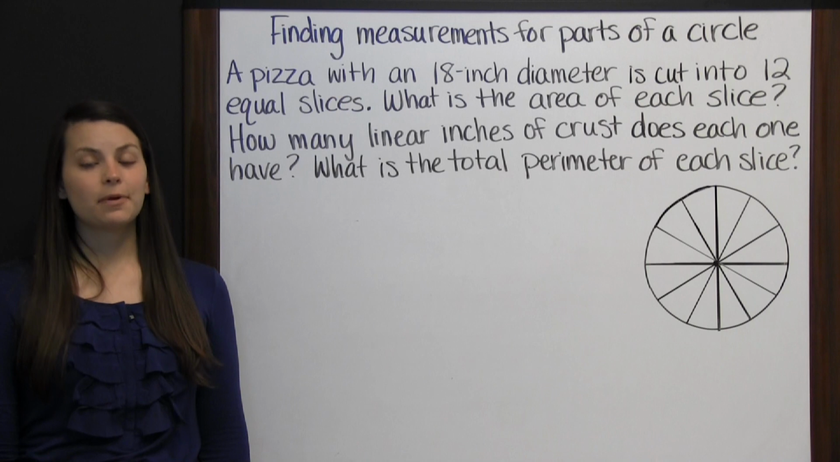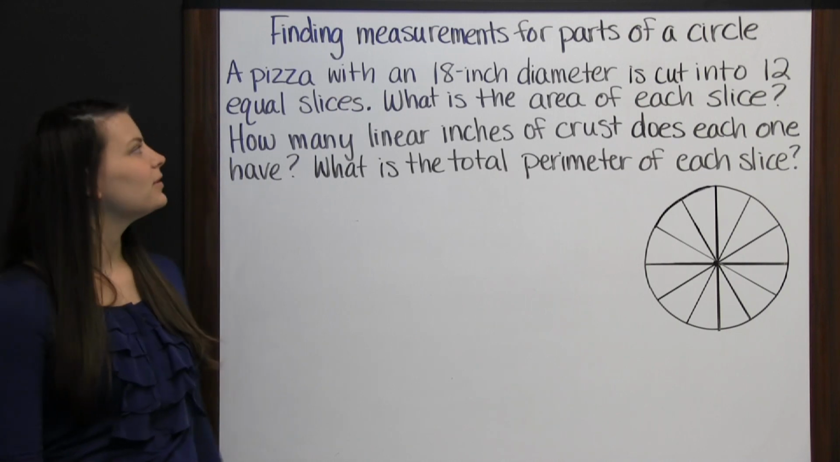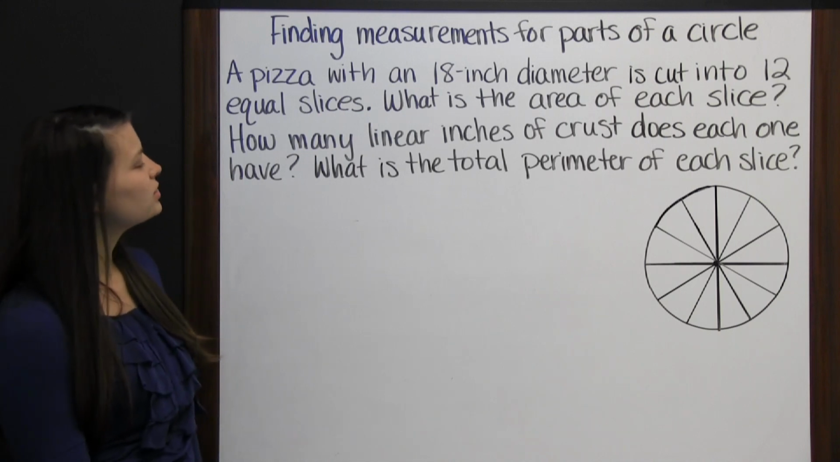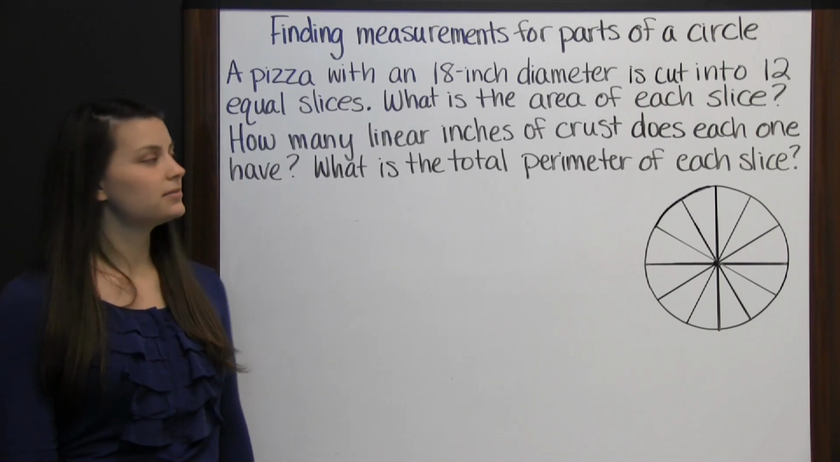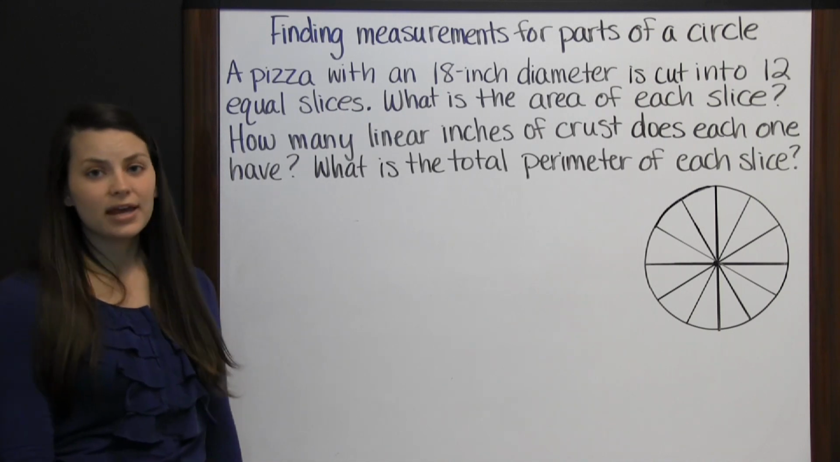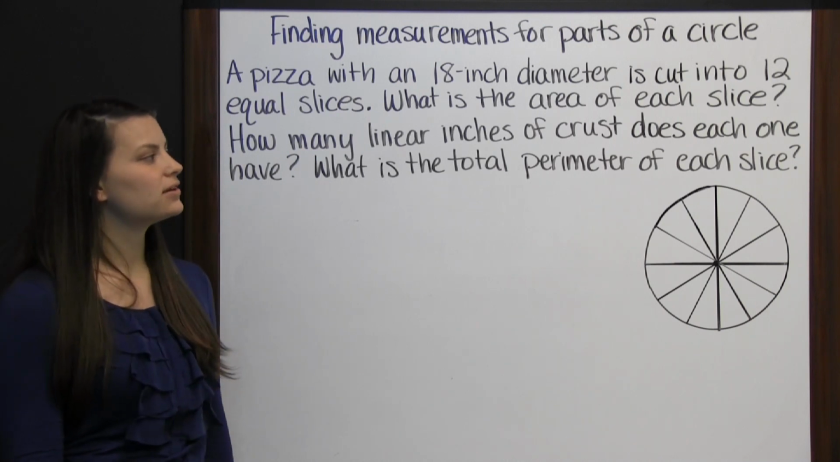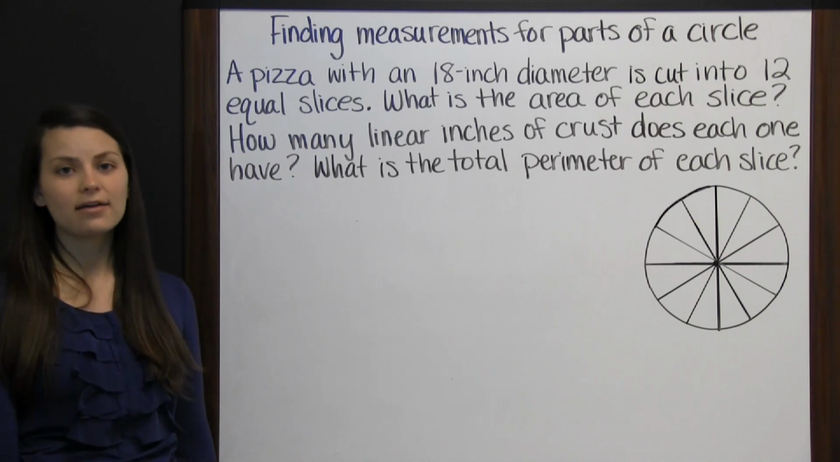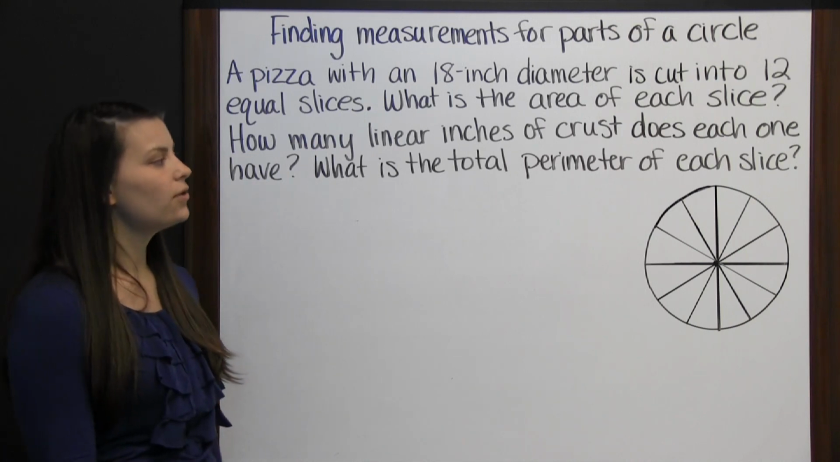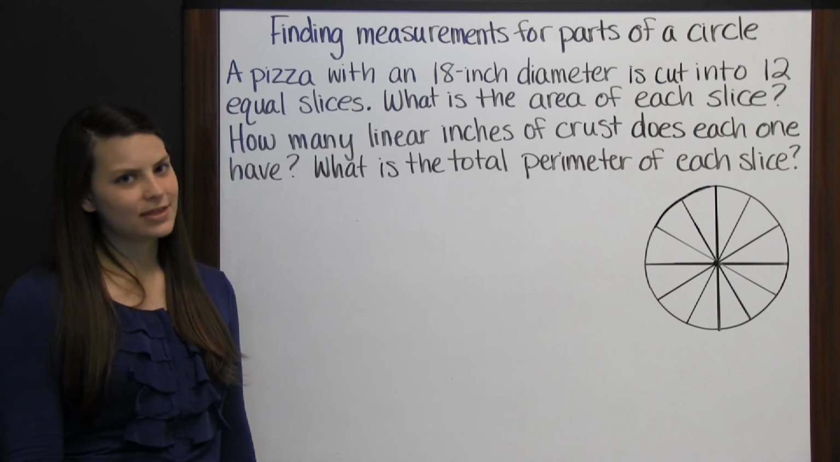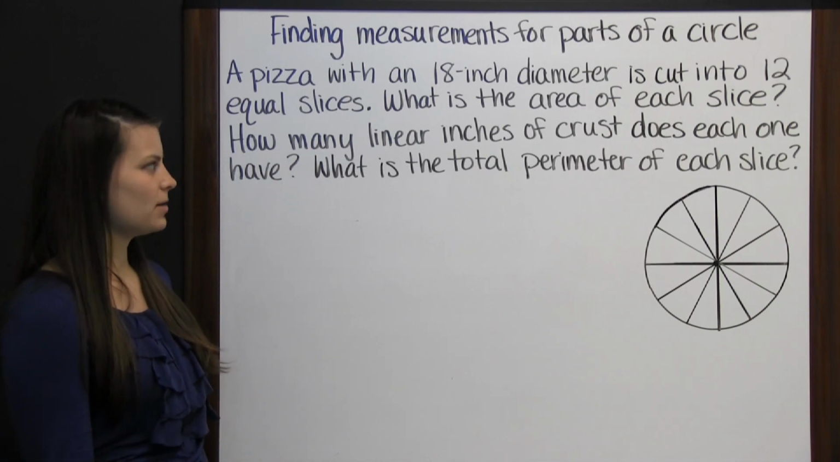Finding measurements for parts of a circle. A pizza with an 18-inch diameter is cut into 12 equal slices. What is the area of each slice? How many linear inches of crust does each one have? What is the total perimeter of each slice? We're going to take this one question at a time.